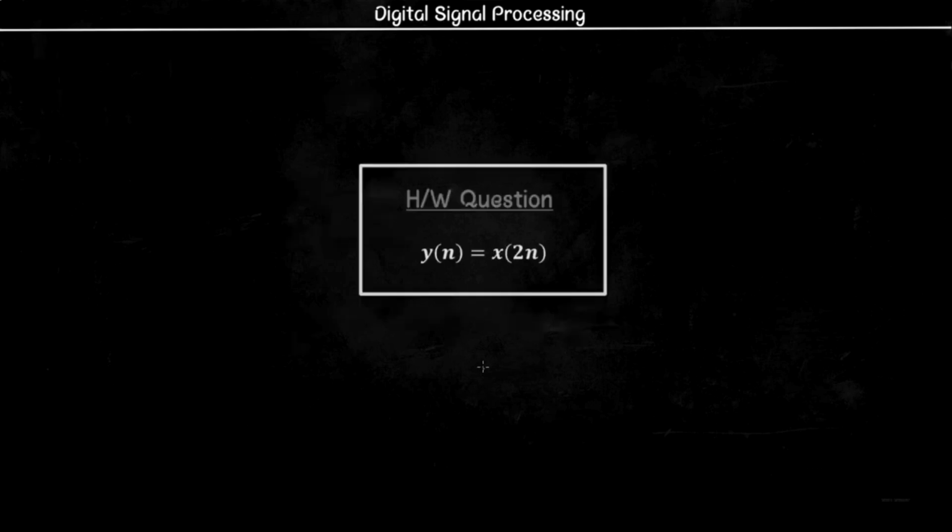Now I would like to give you a homework question. Check whether y of n equal to x of 2n is a static or dynamic system and post your answers in the comment section.